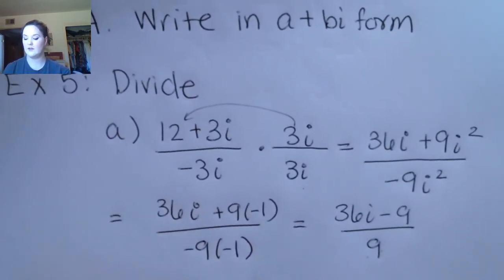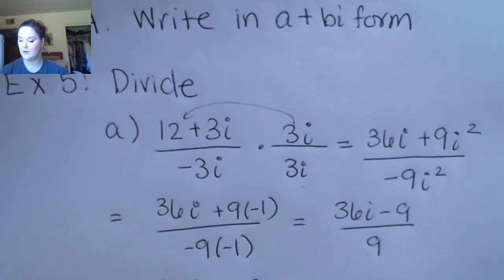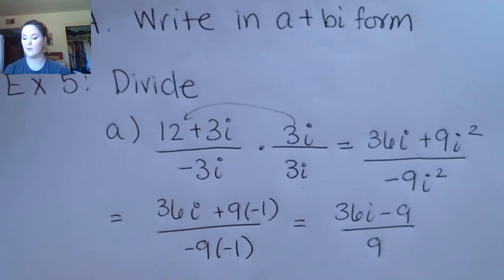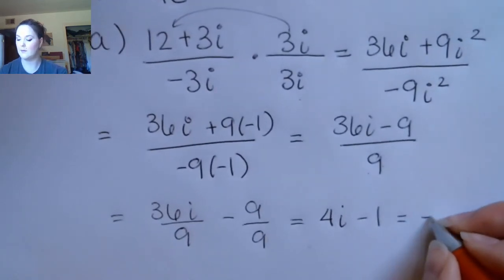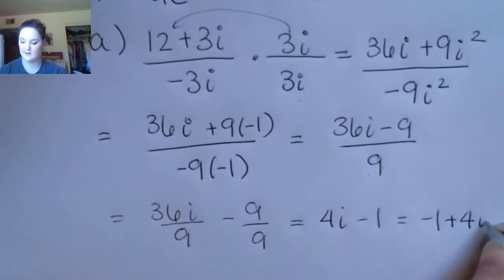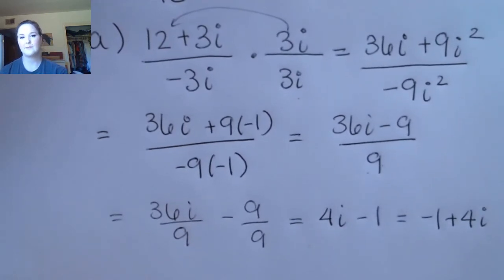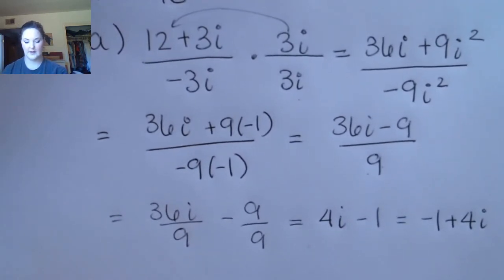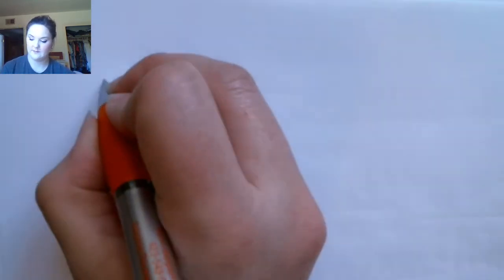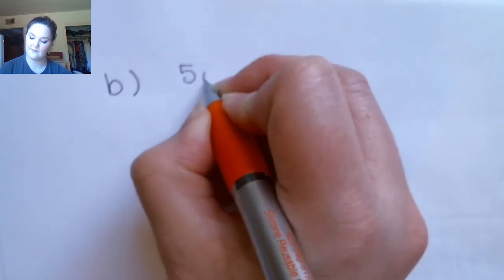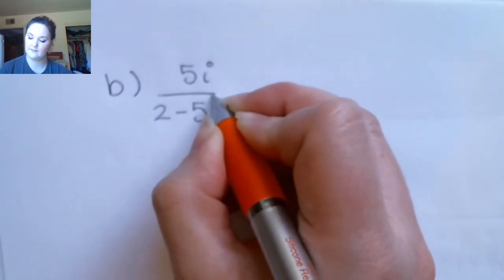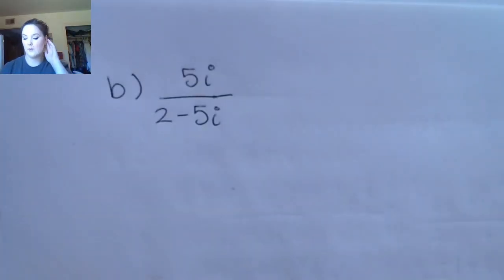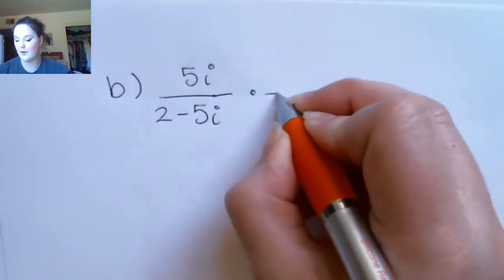36 divided by 9 is 4. 9 divided by 9 is 1. And then I'm going to write this in my a plus bi format like that. All right, let's look at another example of this. So I'm going to multiply numerator and denominator by the complex conjugate.